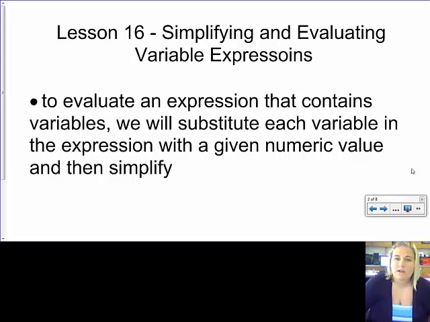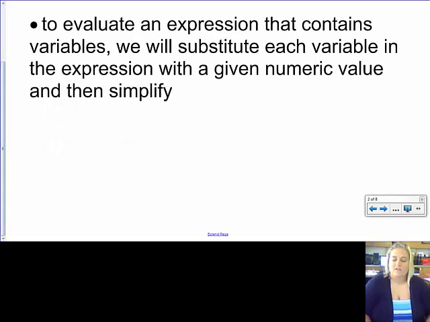What we're talking about today is lesson 16, simplifying and evaluating variable expressions. To evaluate an expression that contains variables, we will substitute each variable in the expression with a given numeric value and then simplify.